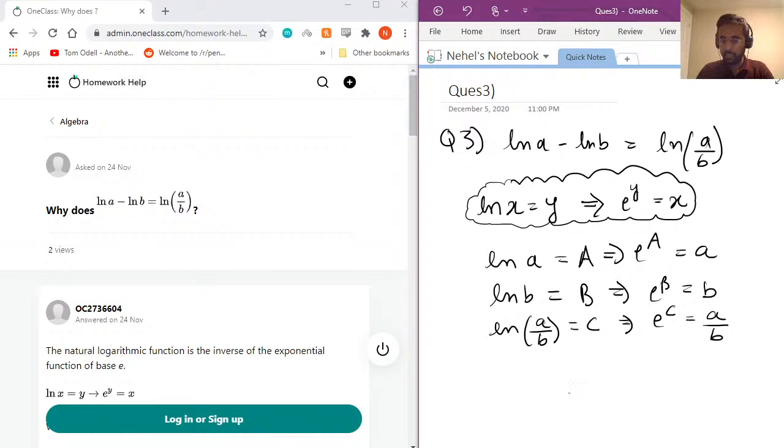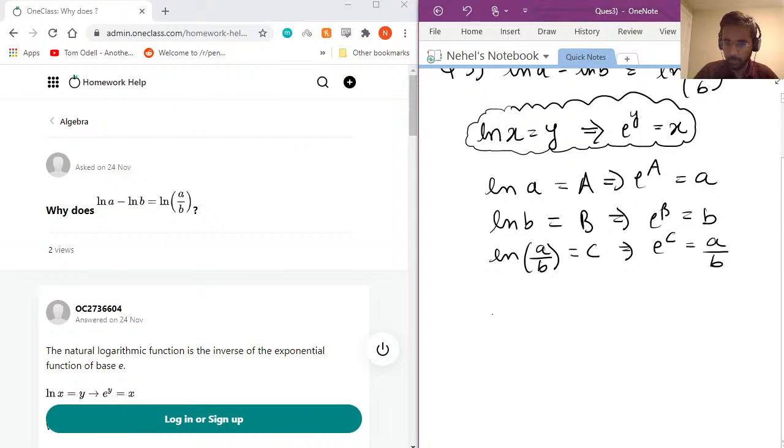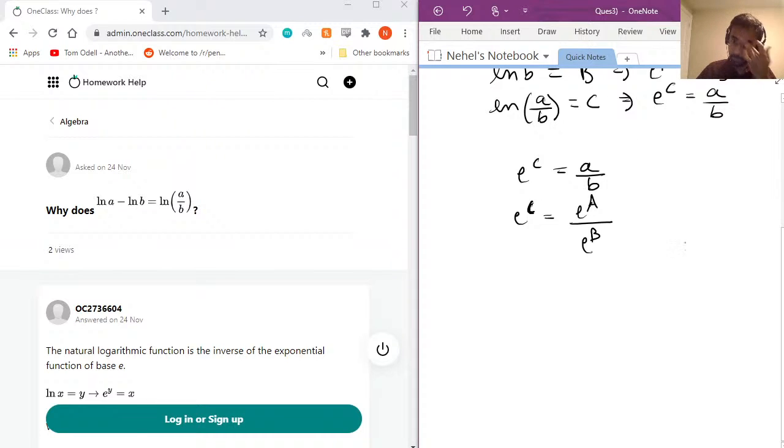Okay, so looking at the last term which we got, which was e to the C is equal to a over b, we know the values of a and b since we have gotten them in the first two parts of the solution. So we can substitute the value of small a and small b into this. So we would get e to the C is equal to e to the A, which is a, over e to the capital B, which is b. Okay, so far so good. I hope you're following along.